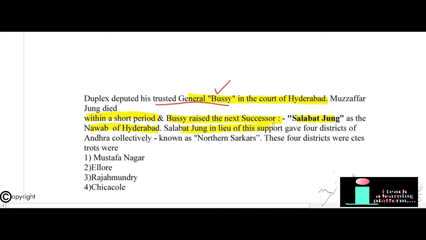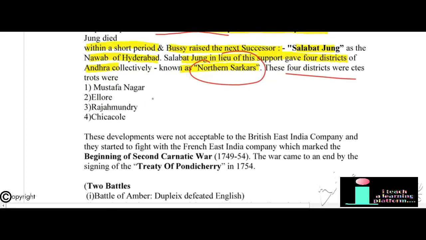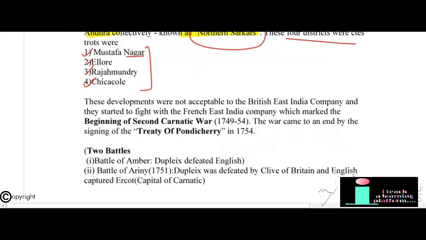Salabat Jung, in lieu of his support, gave 4 districts of Andhra, which were collectively known as the Northern Sarkars. The names of these districts are Mustafanagar, Ellore, Rajahmundry and Chicacole. These developments were not acceptable to the British East India Company, and they started a fight with the French East India Company, which marked the beginning of the Second Carnatic War.